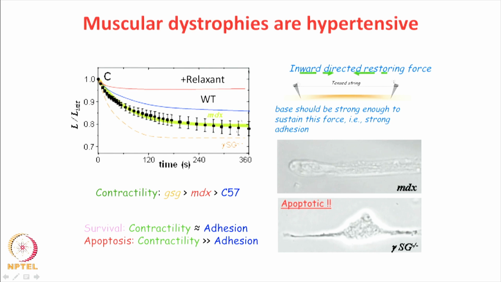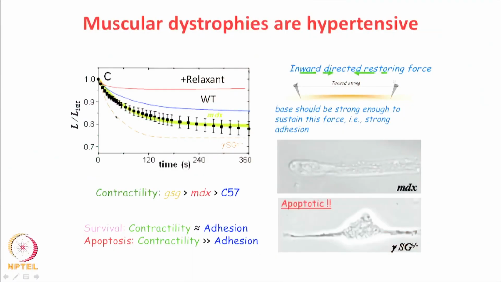So, this should mean that if something should relax to a greater extent, then there was more tension in the system. So, the ability to exert forces and pull on the substrate is called contractility, and what you see is that, compared to wild type, MDX becomes more contractile or hypertensive. Gamma sarcoglycan deficient cells are way more hypertensive. So, contractility is highest for GSG compared to MDX, and both of them are more contractile than C57 cells.